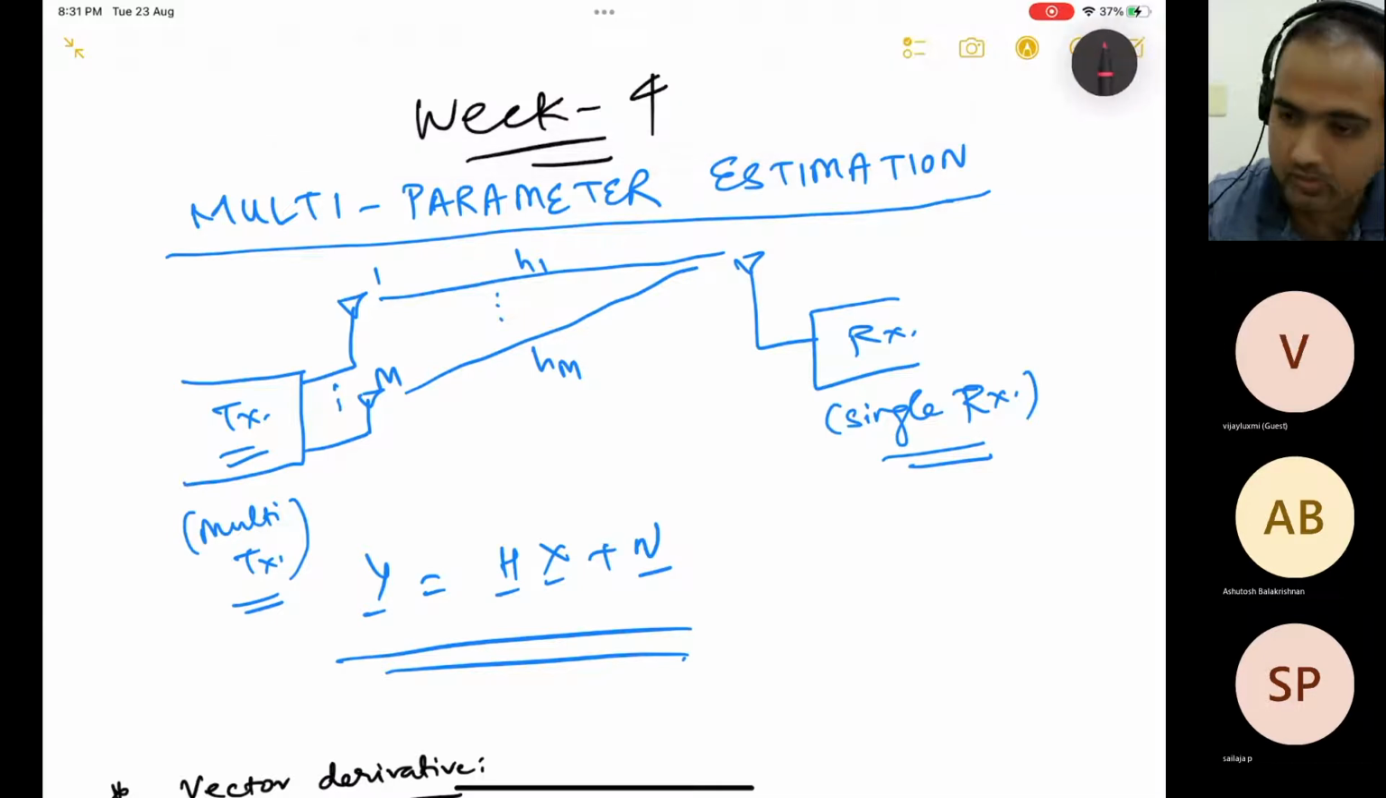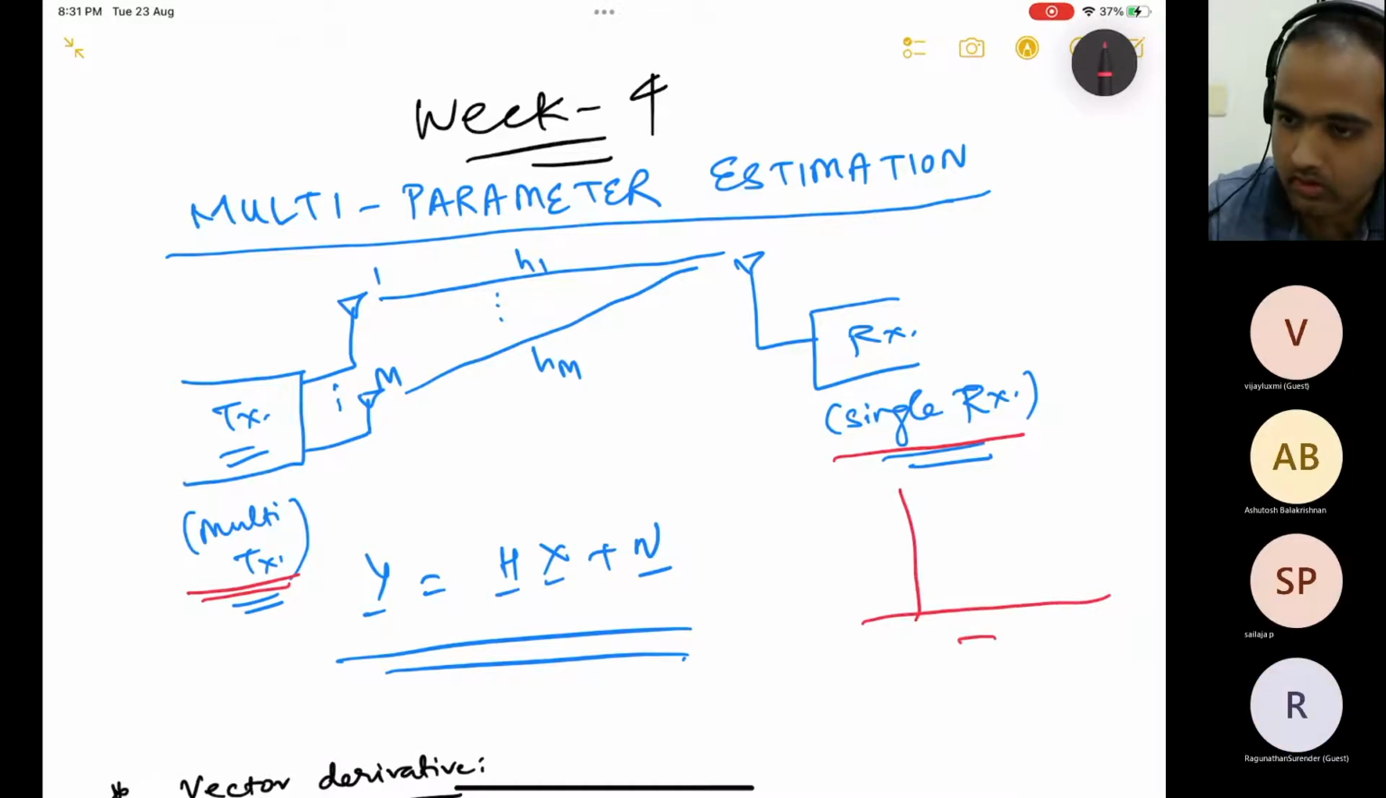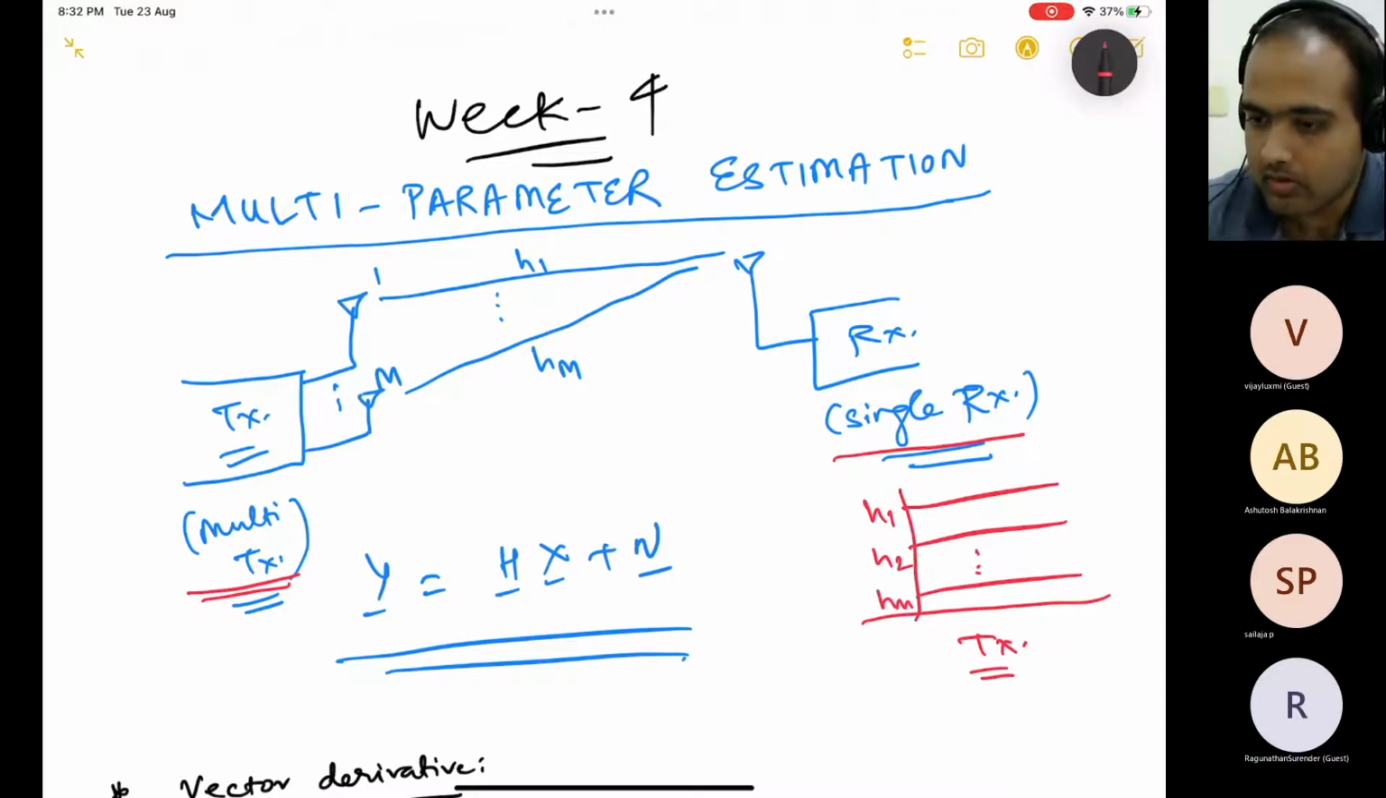And we will be seeing the result of channel estimation in the case when we have a single receiver and we have multiple transmitters. So just to recollect, the multi-parameter estimation basically refers to that we are transmitting, say, H1, H2, and so on, some HM, but their amplitudes are constant over time.